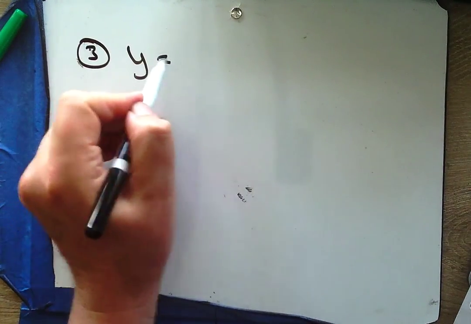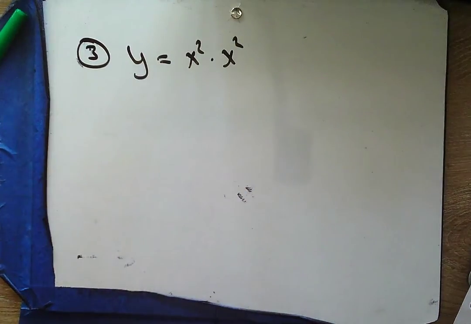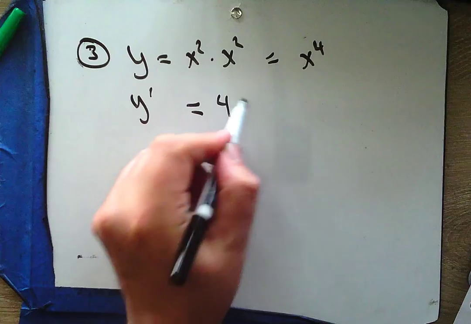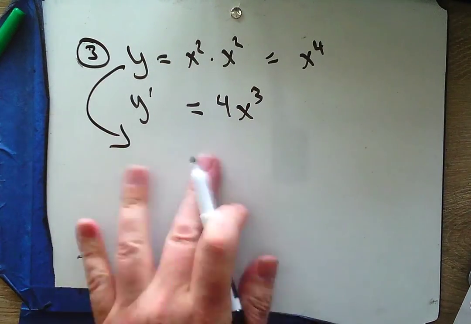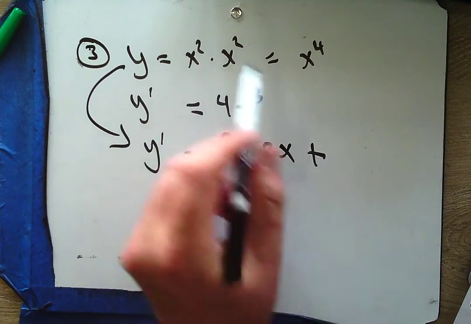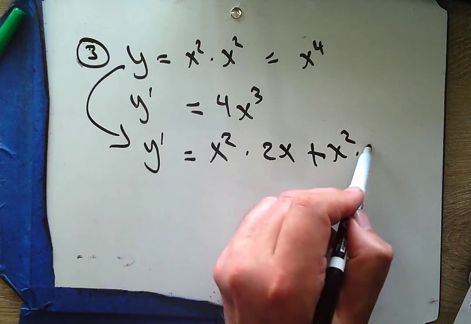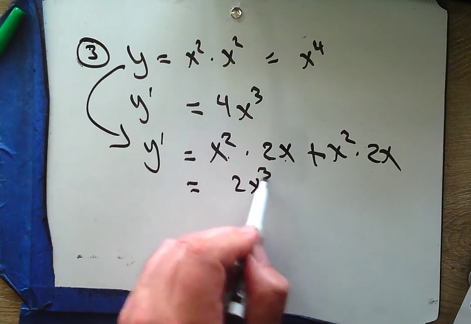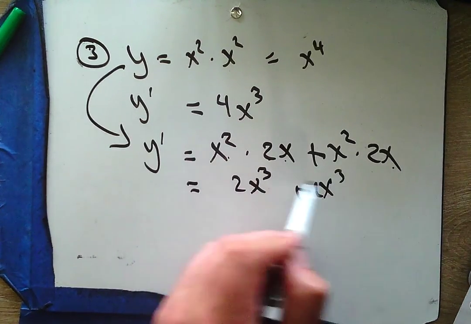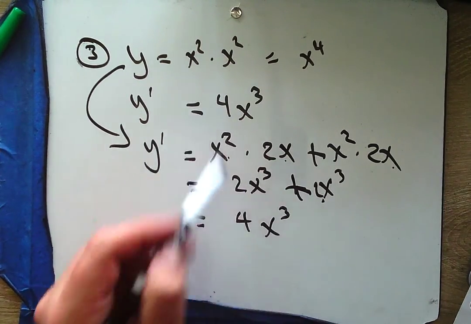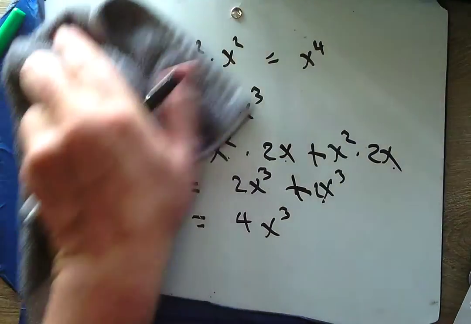Problem 3 says y equals x squared times x squared. Well, why wouldn't you just make that x to the 4th and then say that y prime is 4x to the 3rd? Would you really want to use the product rule here? Well, this times the derivative of that plus that times the derivative of this. We've got 2x to the 3rd plus another 2x to the 3rd, which turns out to be 4x to the 3rd. I'll get to the same place. It'll just take longer to get there.